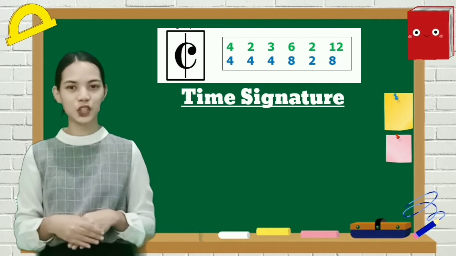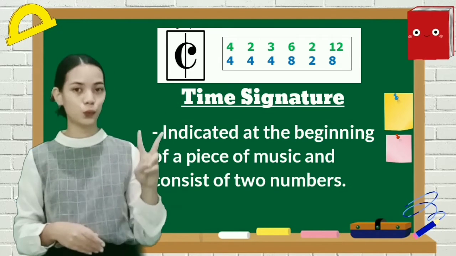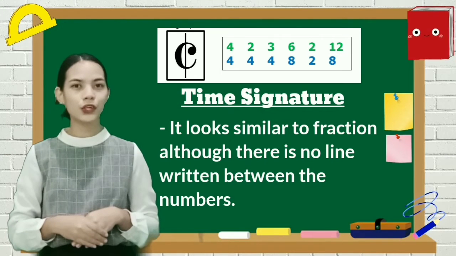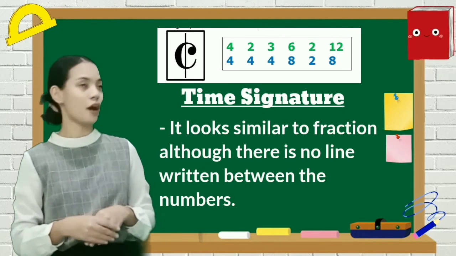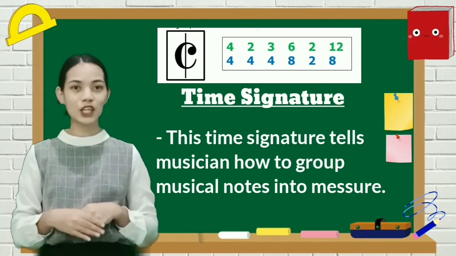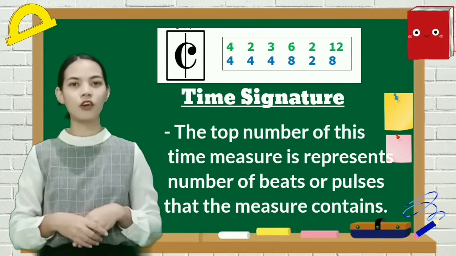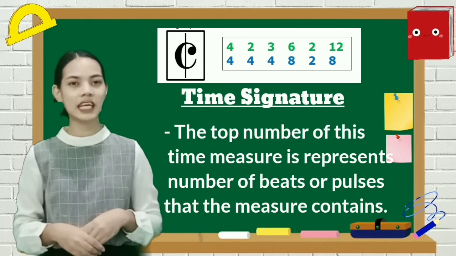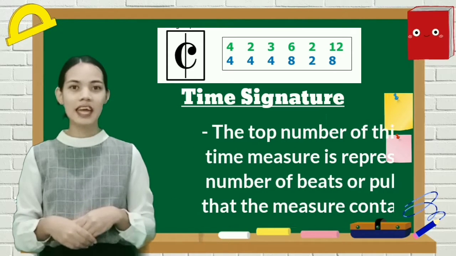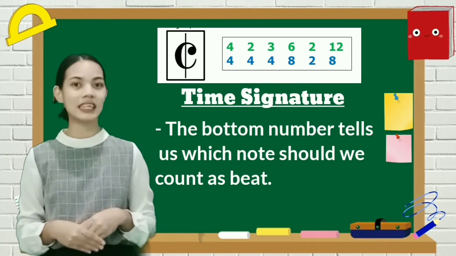Okay, so the time signature is indicated at the beginning of the piece of music and consists of two numbers. It looks similar to a fraction, although there is no line written between the numbers. This time signature tells the musician how to group musical notes into measures. The top number represents the number of beats or pulses that the measures contain, and the bottom number tells us which note we should count as a beat.